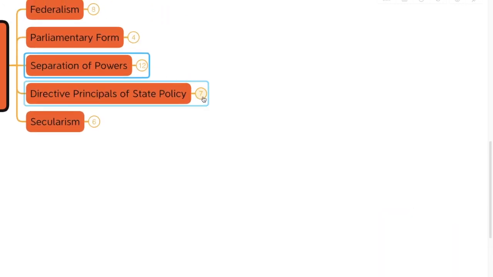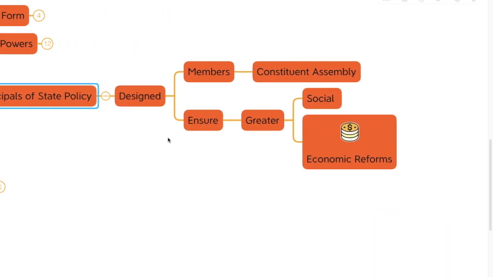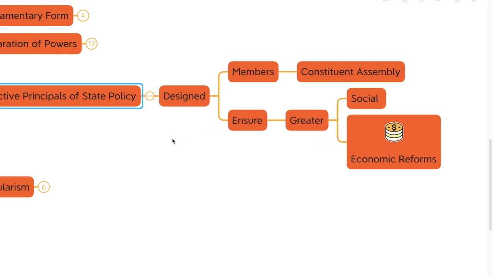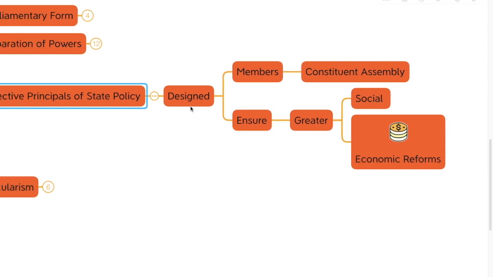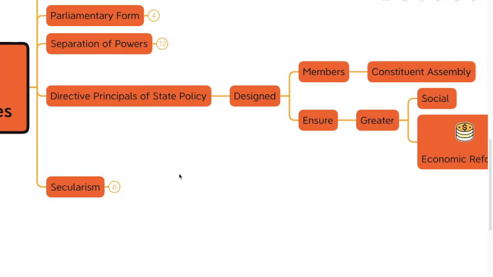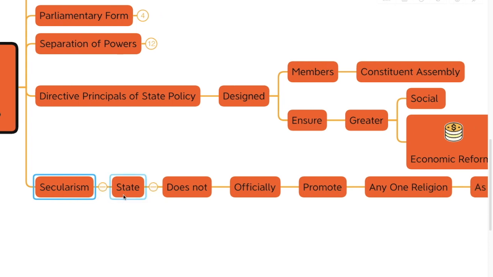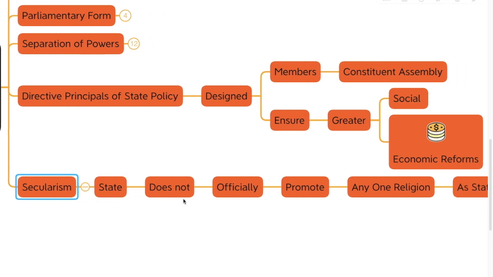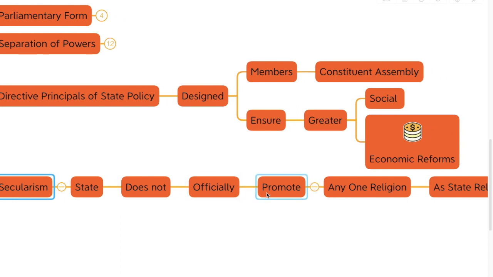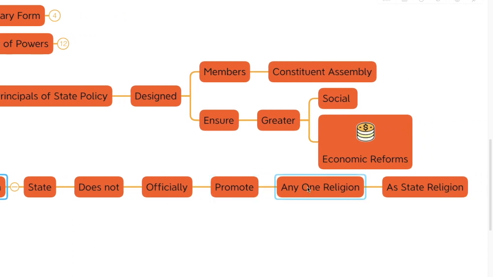There is also something called the directive principles of state policy. What does that mean? This section was designed by the members of the Constituent Assembly to ensure greater social and economic reforms. The last one is secularism. A secular state is one in which the state does not officially promote any one religion as the state religion.